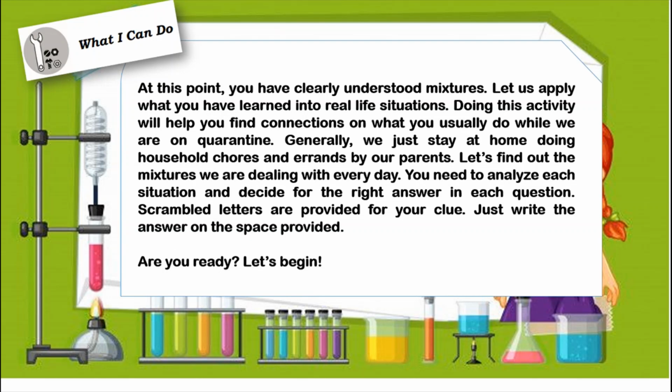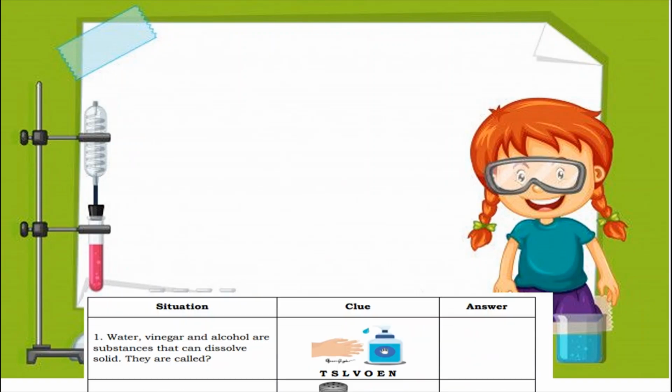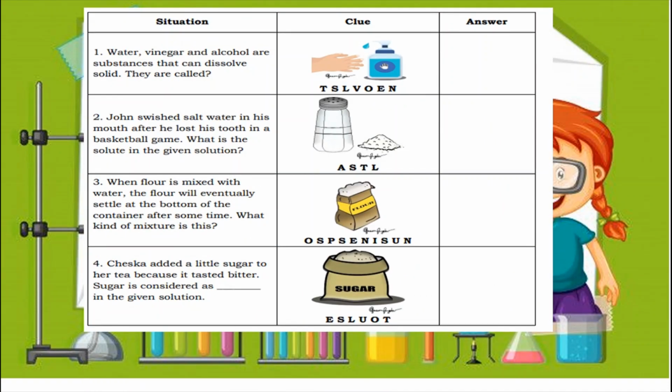Scrambled letters are provided for your clue. Just write the answer on the space provided. Are you ready? Let's begin. So, the letters here are scrambled. So, let us correct it. Okay, we have here the situation, the clue, and answer.